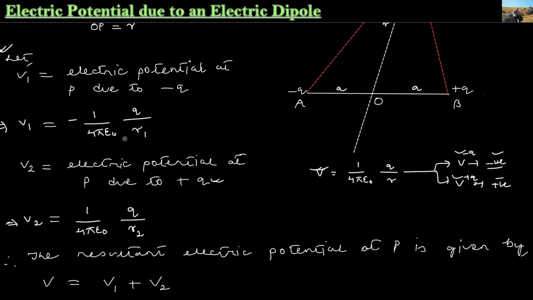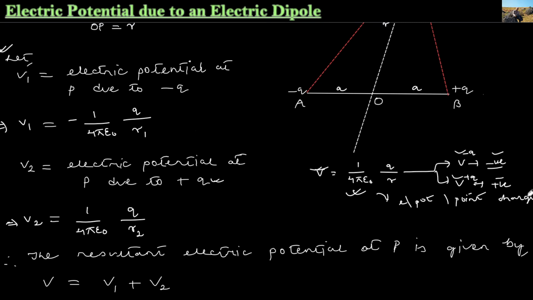Then, why are we able to write these expressions of electric potential V1 and V2 in this form? Because we are using this concept: this is the electric potential due to a point charge.